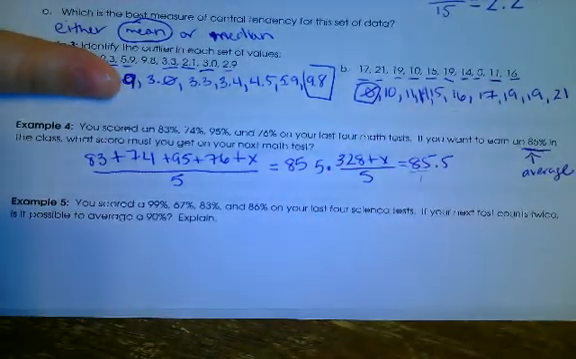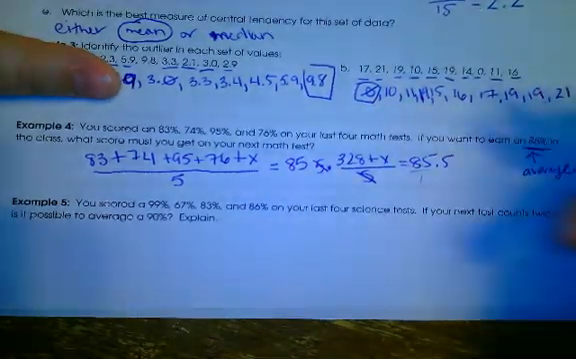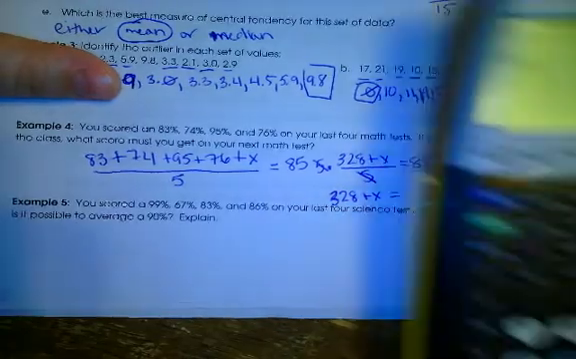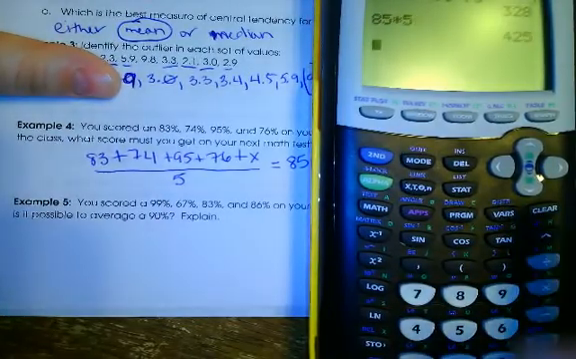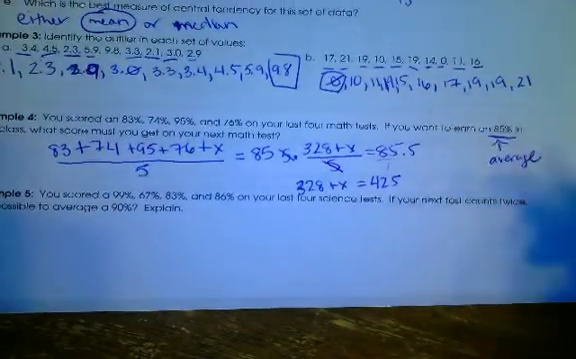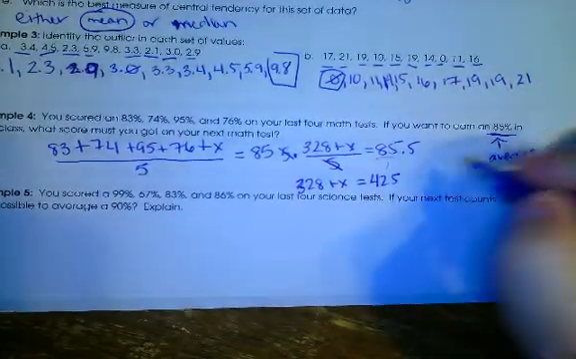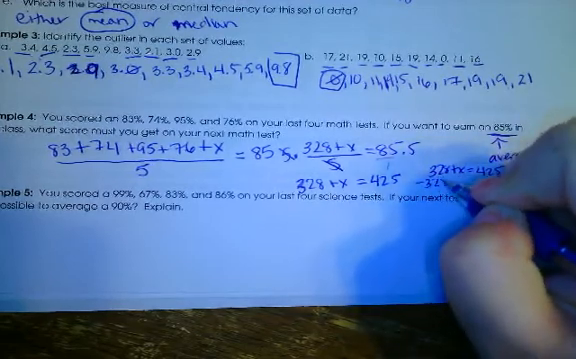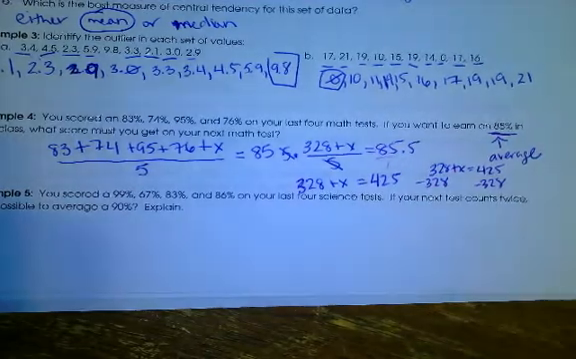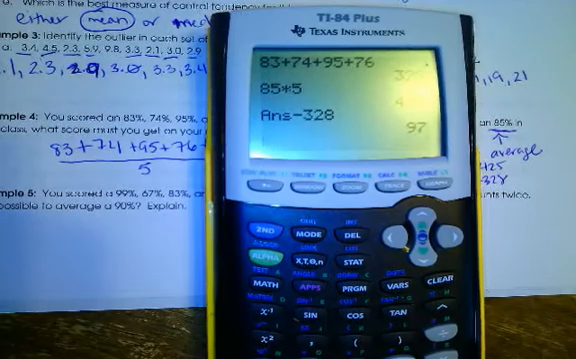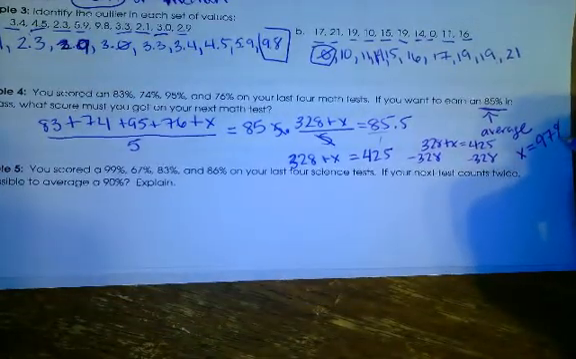We're going to multiply both sides by 5. That cancels out these 5s, and I get 328 plus x equals whatever 85 times 5 is, 425. Now to solve this, I would subtract 328 on both sides. So you have 328 plus x equals 425. Subtract 328 on both sides. And we take 425, subtract 328, and we get 97. So x would equal 97%.